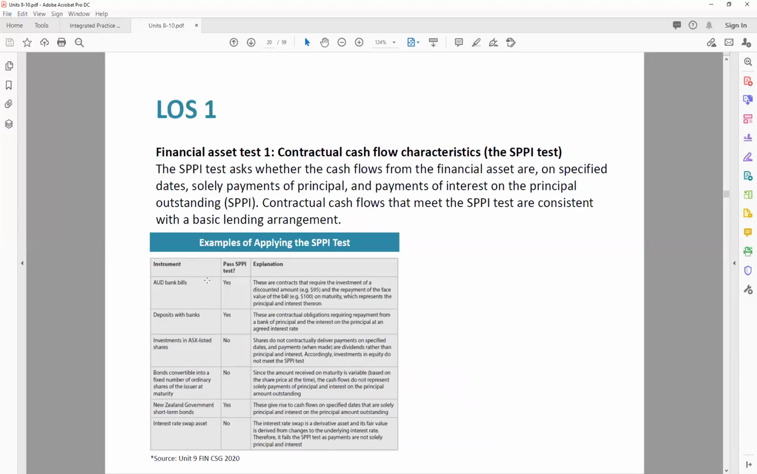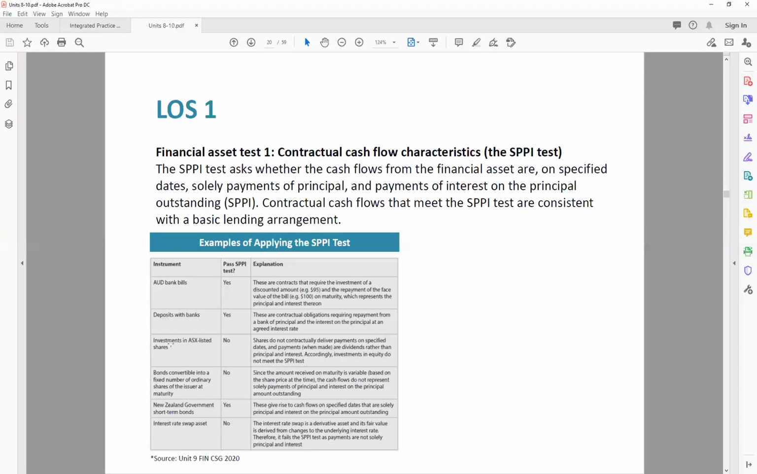When you buy a government bond, okay, so you can buy bonds that are issued by the Australian government or the New Zealand government. So when you buy a government bond, what do the bonds give you? The bonds give you interest and they give you your principal back. So again, they fall under this SPPI test. So are the cash flows from the asset primarily related to interest or principal repayments?